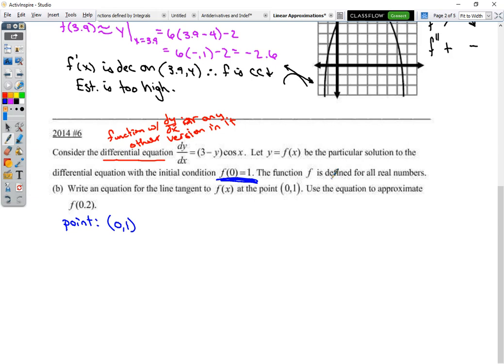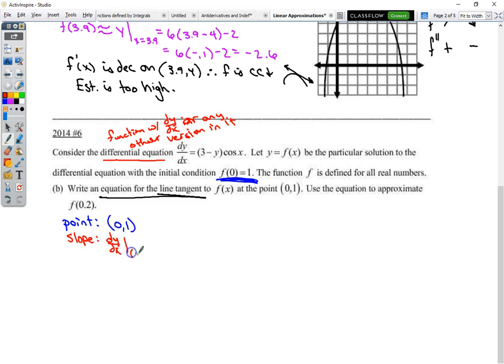B, write an equation for the line tangent to f of x at the point (0, 1). So, here it is. Clear as day. Write the equation of a tangent line. So I need a point, I need a slope. Where do we get the slope from? Well, slopes come from differential equations, dy/dx.